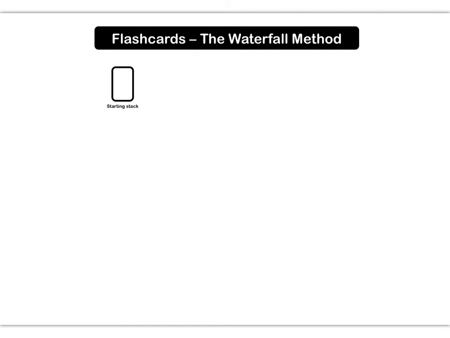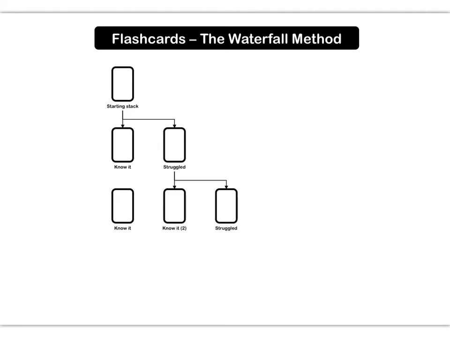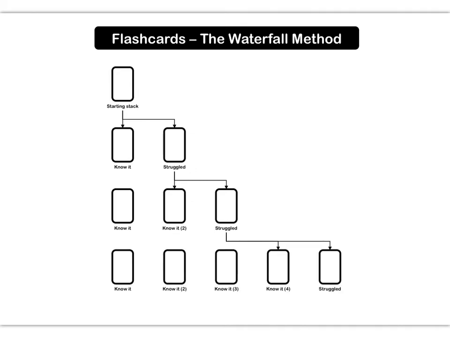Now, the waterfall method is a fantastic way of using flashcards. So you begin with your starting pack, however many flashcards that is. Let's say it's 50 flashcards on a particular topic. And you go through that starting stack, and the ones that you just absolutely nail, you put into a know it pile, and the ones that you struggled at answering, you put into a struggle pile. You then pick up that struggle pile and do the same thing again. If you know the answer well this time, then you put it into a second know it pile. But if you struggled for a second time, you keep it in a struggle pile. And you keep doing this until you're left with maybe 1 to 5 cards, and that's your final struggle pile.